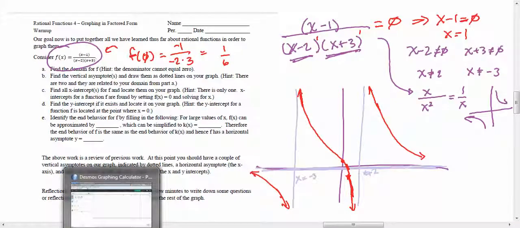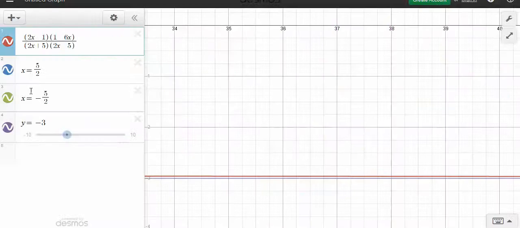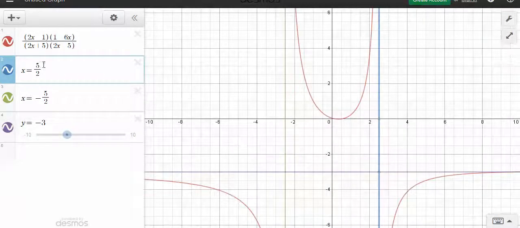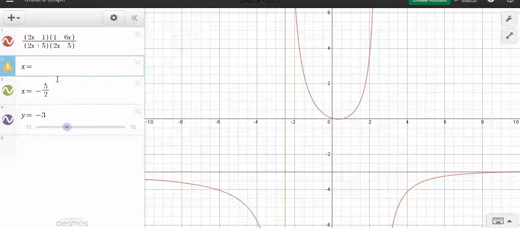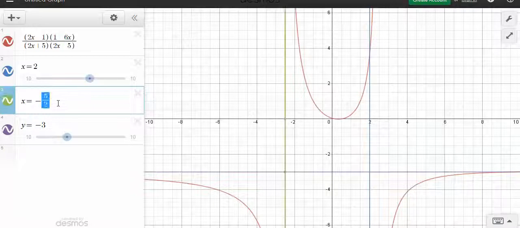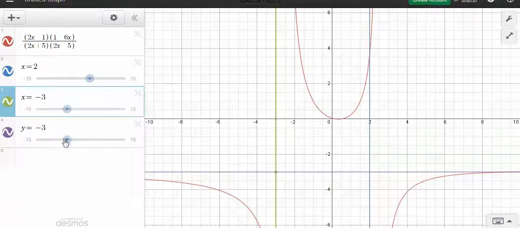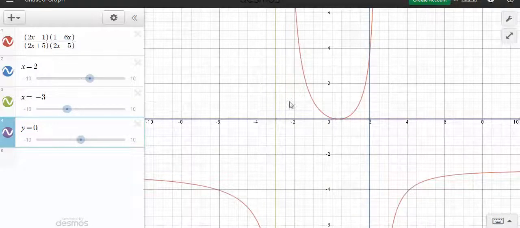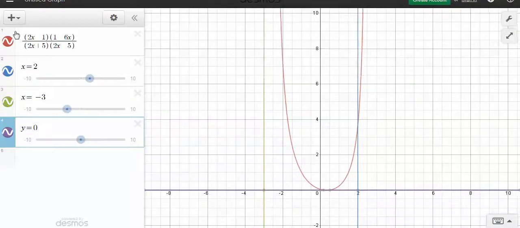Let's go down to Desmos and we'll check it out. Let's put in our vertical asymptotes. Let me just go back to the home screen. There we go. Alright, so I said that the vertical asymptotes were going to be at, was it 2 and negative 3, I think? Okay. I also said that my horizontal asymptote was going to be at 0. Alright, so those are my guidelines. This is the previous graph.